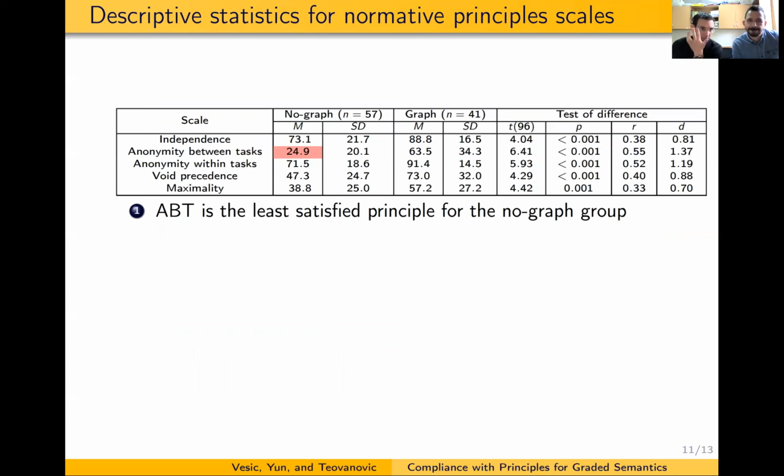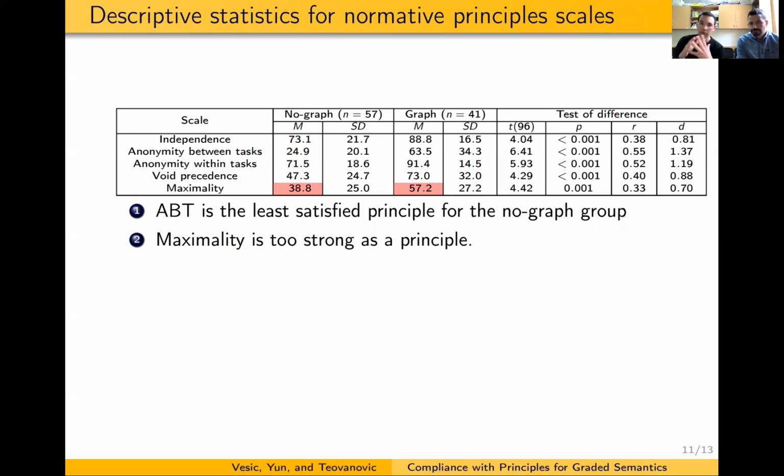Some of them are pretty low, like anonymity. We don't have time to go into all the details. For anonymity within task, just very briefly, you can see that the graph group has much better compliance. Because they have much more structure, they can tick much more and see all the attacks. There's also a big difference. For maximality, the score is pretty low, even in the graph group. But it's also about reading what's inside the arguments, and about prior knowledge. People have some knowledge and some doubts.